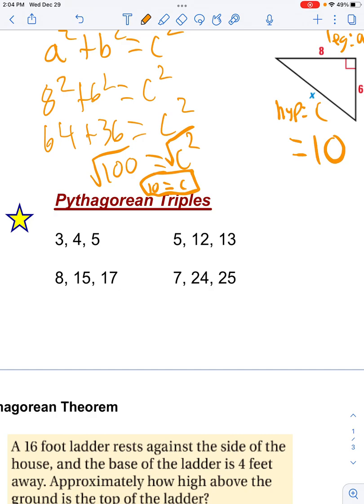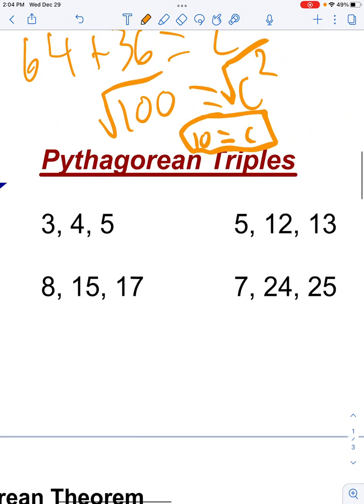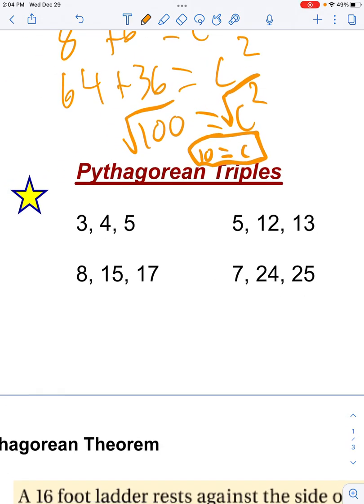Pythagorean triples are super common Pythagorean examples that work. These are ones that you may want to start memorizing, because if you get into a problem and notice that one of your legs is 8 and one of your legs is 15, then the hypotenuse is going to be 17. Or if you've got a hypotenuse of 25 and a leg of 24, then I know that the other leg is going to be 7.